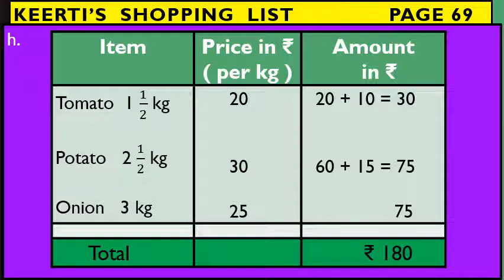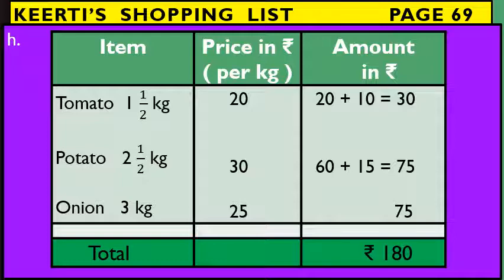Now, three items we have purchased: tomatoes 1.5 kg, potatoes 2.5 kg, and onion 3 kg. The price of tomato per kg is rupees 20. Price of potato per kg is rupees 30, and 1 kg onion costs rupees 25.